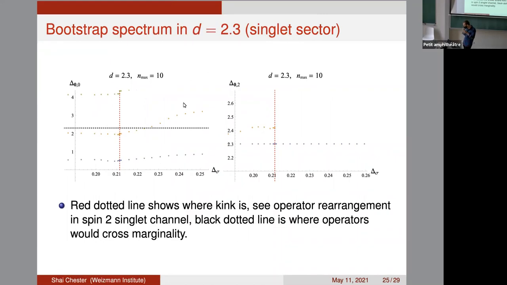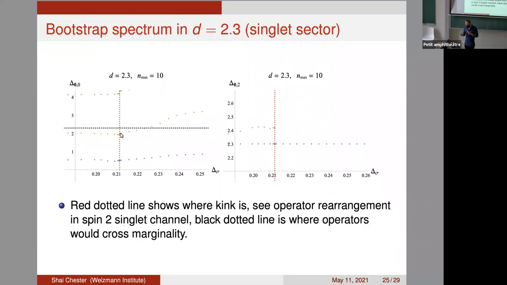So now let's look at the bootstrap spectrum in fractional dimensions. Here we look at 2.3, and we're looking at the singlet sector. You should imagine the plots I showed you before in 2D for comparison. On the right, just like in 2D, you see there's this fake yellow operator which disappears at the kink. And this is a very clear way of seeing why the kink is happening, because there's a fake operator that's disappearing. Then on the left-hand plot, this is the lowest scalar singlet operator, the yellow operator, which is the one we look at to see how close it is to marginality. And you see it's getting pretty close to marginality at 2.3. This black dotted line shows marginality. The red dotted line shows where the kink is. And this yellow is the second lowest singlet.